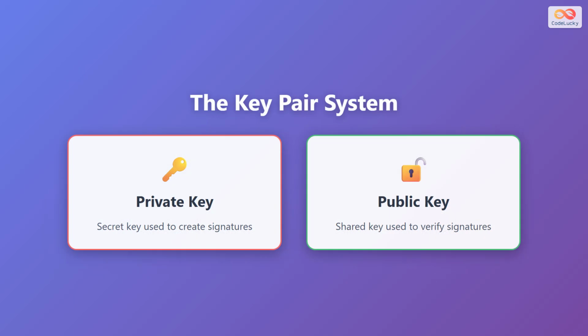Digital signatures rely on a key pair system consisting of two mathematically linked keys. The private key is your secret key that must be kept completely confidential. You use this private key to create signatures on your transactions. The public key, on the other hand, is shared openly with everyone on the network. Anyone can use your public key to verify that a signature was created by your private key. These two keys work together, but importantly, knowing the public key does not reveal the private key.